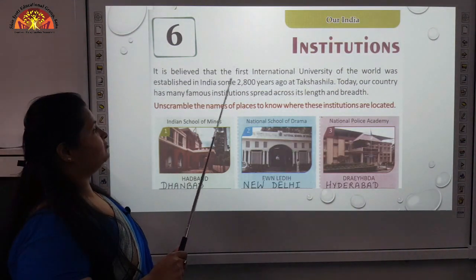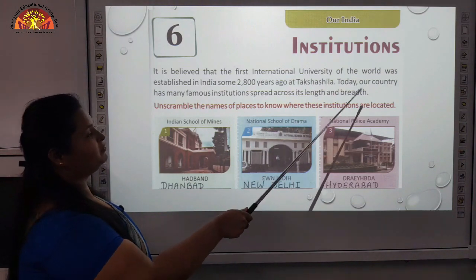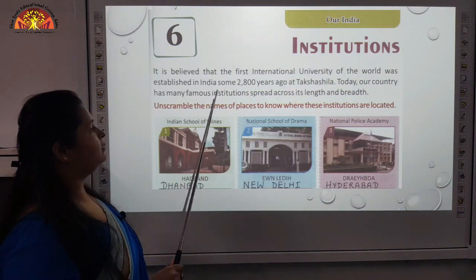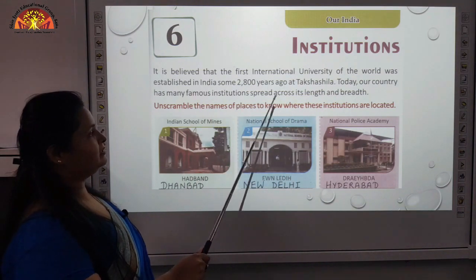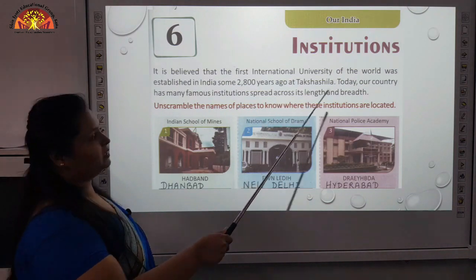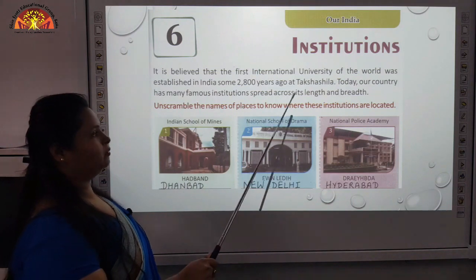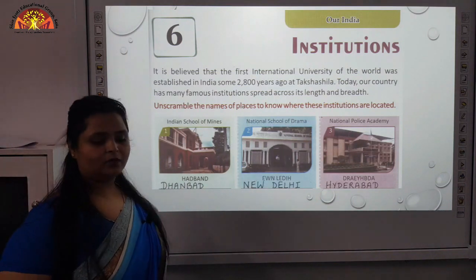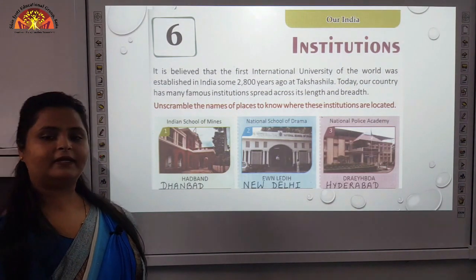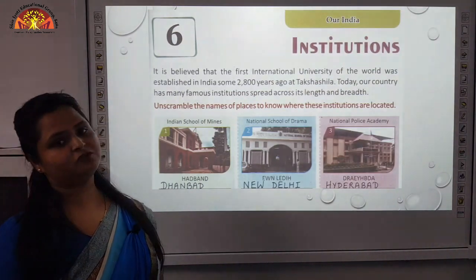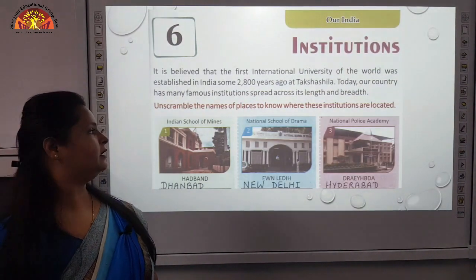It is believed that the first international university of the world was established in India some 2800 years ago at Takshashila. Today, our country has many famous institutions spread across its length and breadth. Okay, different institutions for getting different courses. We have so many institutions present in India.